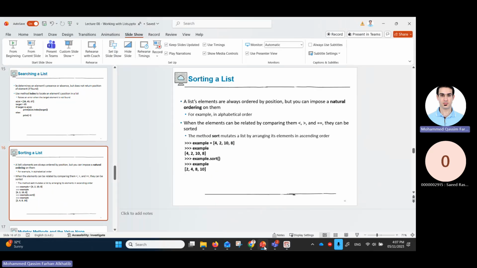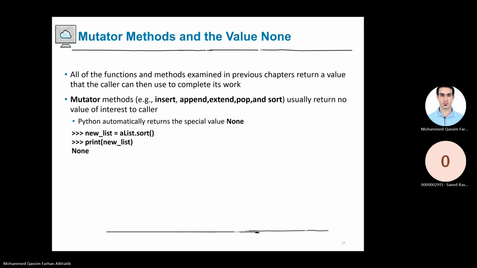So that's it about sorting. Just an important thing, sorting does not return a value. It will sort the original list the way it is. All right, mutator methods and the value none. That's what we just talked about when we deal with sorting. It's a mutator method, means that I modified the list itself and it did not return any value.